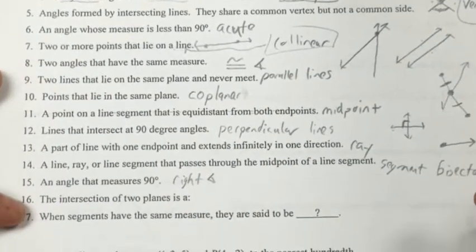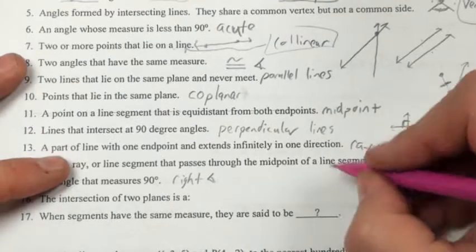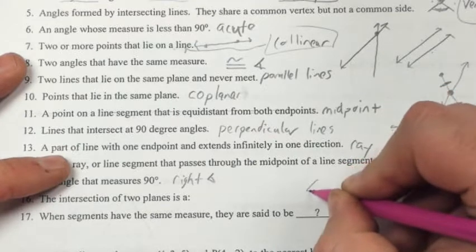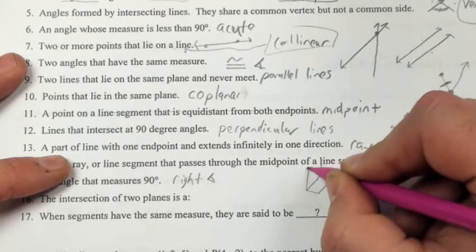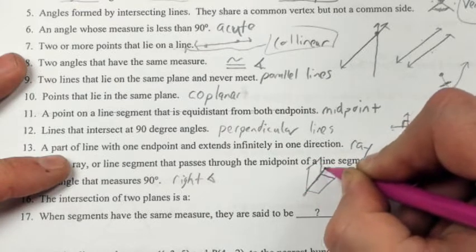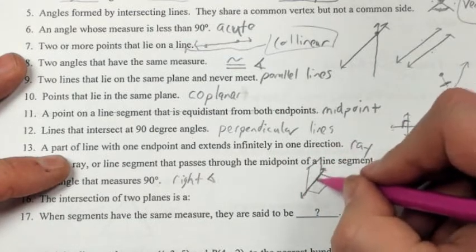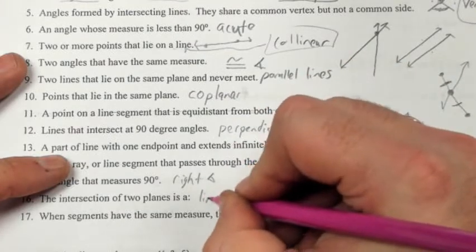Number 16, the intersection of two planes is a, well, if we've got one plane and then another plane that comes up out of it, these two planes intersect right here, and that's going to happen where all the points the two share in common, which is going to be this line right here. So it is a line.